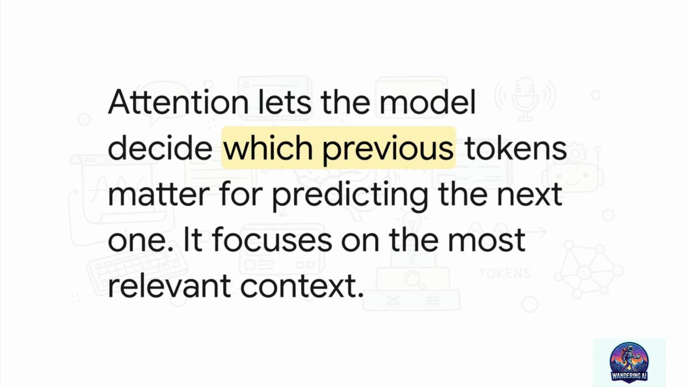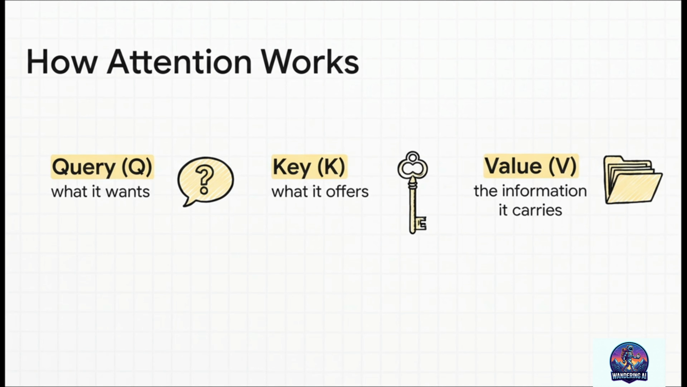It gives an importance score to every single previous word. The words that are most relevant to what it's trying to say right now get a massive score and have a huge influence on the next word it writes. So how does it actually calculate those scores? Well, it uses this really elegant system with 3 parts for every single token.